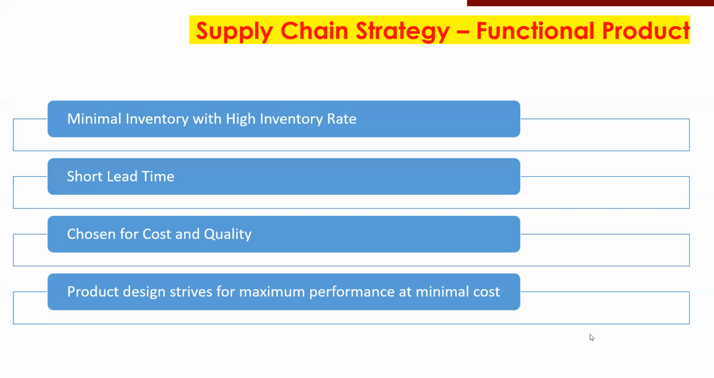Next, the product design strives for performance at minimum cost. So, our packaging materials, you see how we package the materials. As much as possible, we want the minimal cost for that. Okay? So, for food design, minimal cost as well.